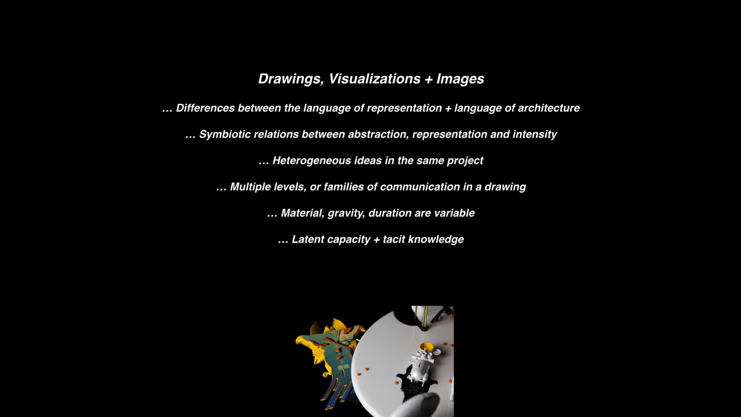And there are 2 or 3 key things in a list of 6 that really matter to me. The difference between the language of representation and the language of architecture. Those are radically, radically different things. They have contingent and sometimes symbiotic relationships to one another, but they're also very, very different. Most professionals and most training in architecture school assumes that architectural representation is commensurate with the language of architecture. In my mind, nothing could be further from the truth.